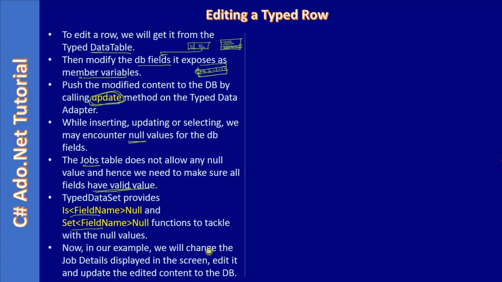In our example, we will change the job details displayed in the screen, edit it, and update the edited content to the DB. So that's the flow we will do. The list box is displaying the job IDs. Once you pick the ID, the relevant fields will be displayed in the right side pane. The user can make changes to the displayed fields in the UI pane, then they can click the update button.